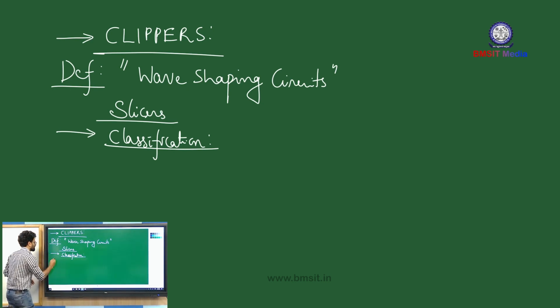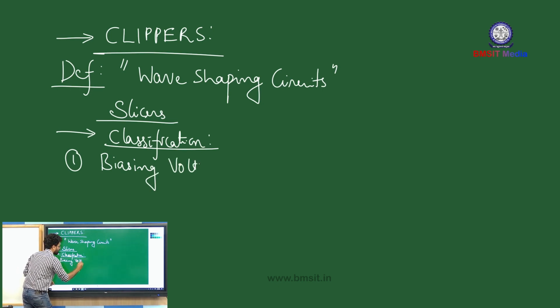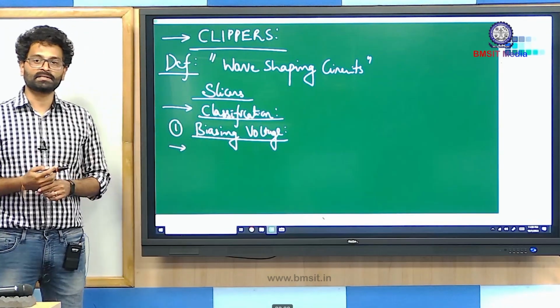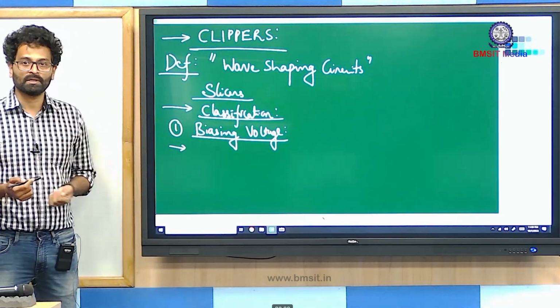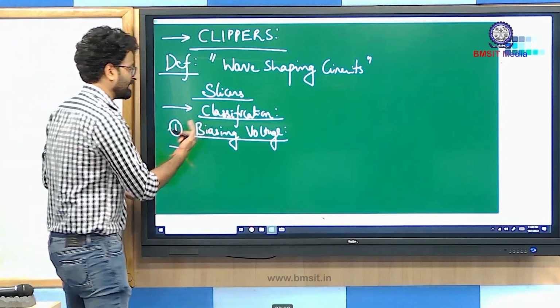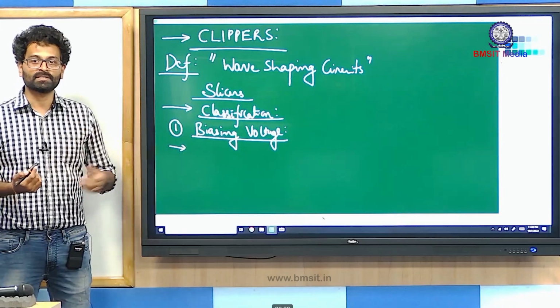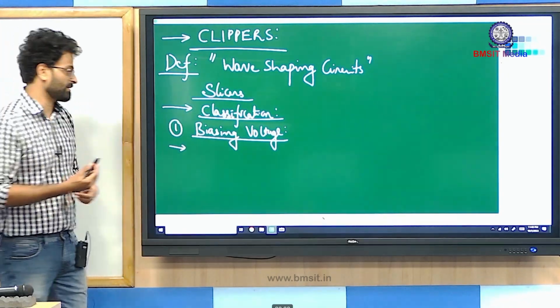You can have two levels of classification. The first classification is on the basis of biasing voltage. If an additional DC source is used in a clipping circuit, then we call it a biased clipping circuit. And if there is no DC source used in a clipping circuit, then it is called an unbiased circuit.